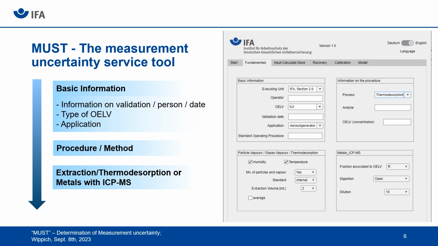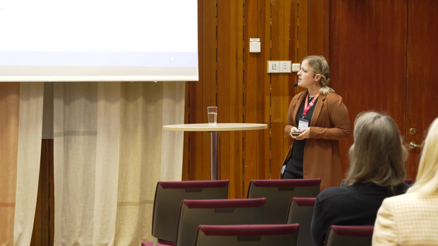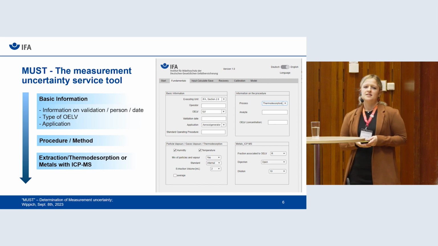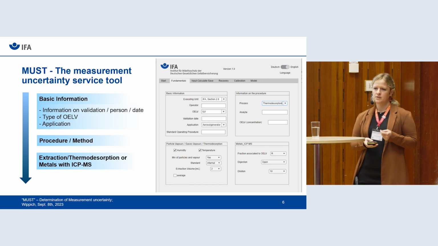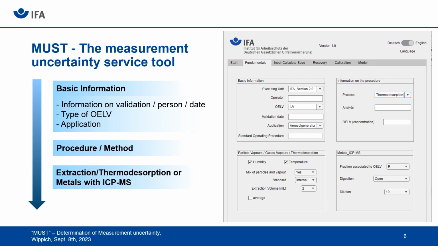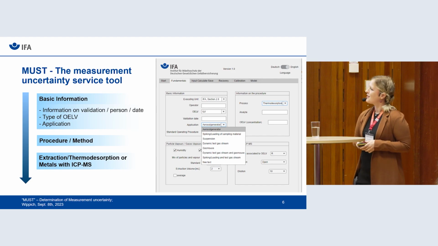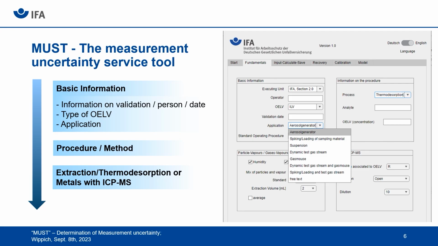You can see that in this first window on the left we have the basic information. These fields and drop-down menus are just for documentation purposes. That means you can type in your operator, your OELV, the validation data, and the application which you were doing during your validation process. We have default values, but you are also able to use free text, so you can use your own data, not just our data. The applications which we have placed here are the aerosol generator, the dynamic gas stream, spiking, loading, and at the bottom the free text.